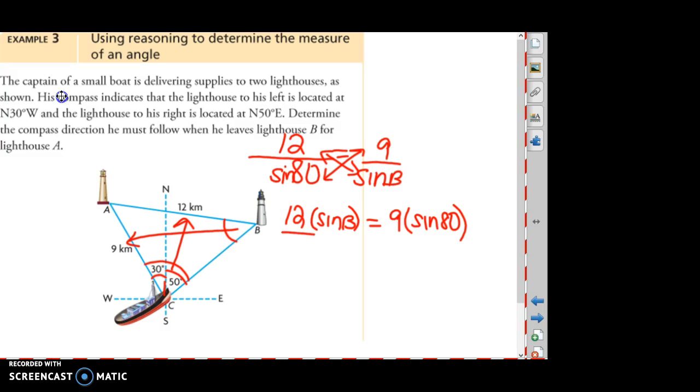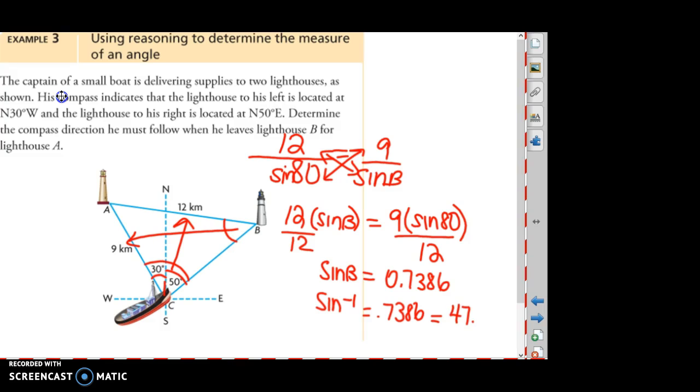To get sine B by itself, we'll divide by 12. So we'll have sine B is equal to 9 times sine 80 divided by 12, which will give us 0.7386. If we go shift sine or second sine to find the angle, we should get 47.6 degrees. So we will say that is 48 degrees. So angle B is 48 degrees.